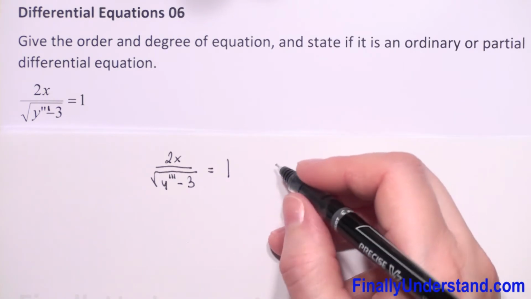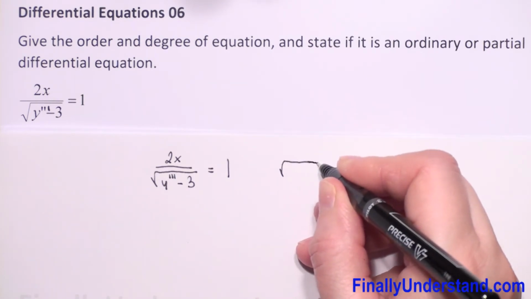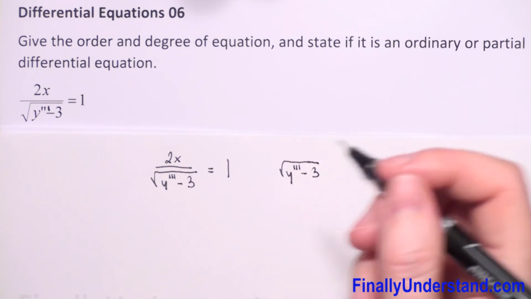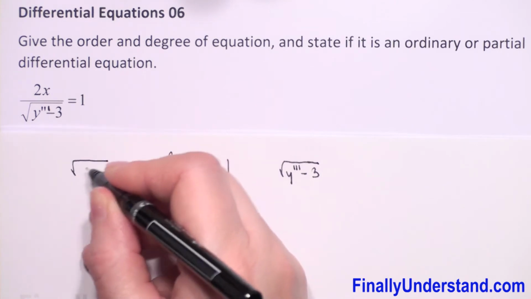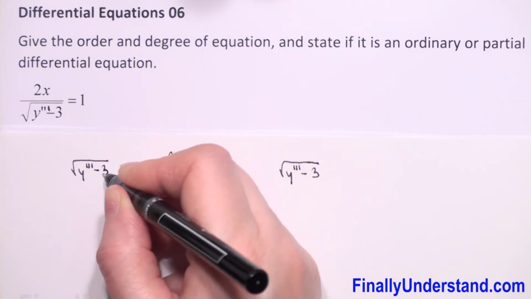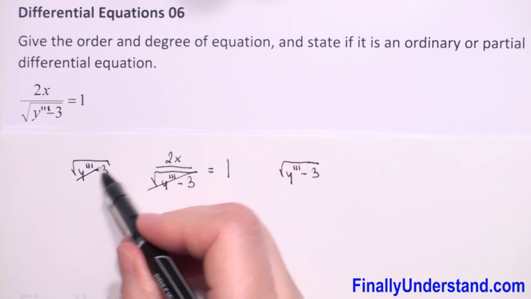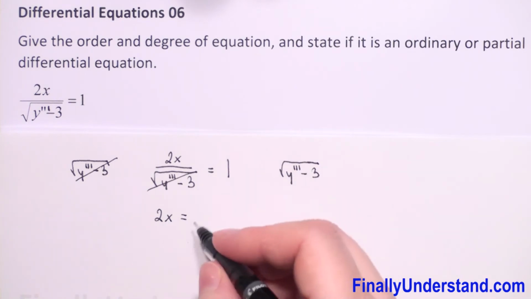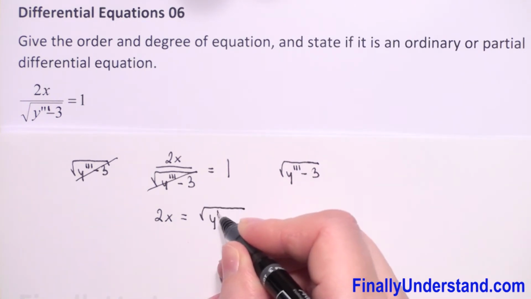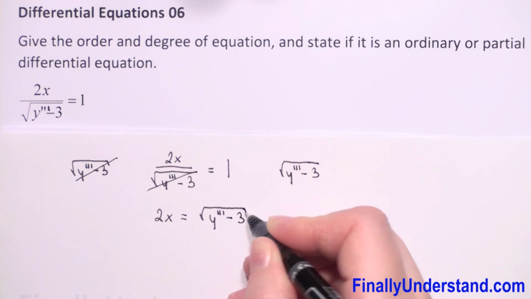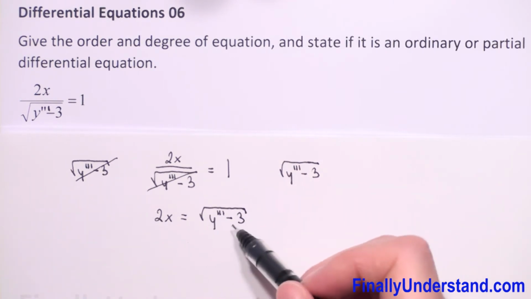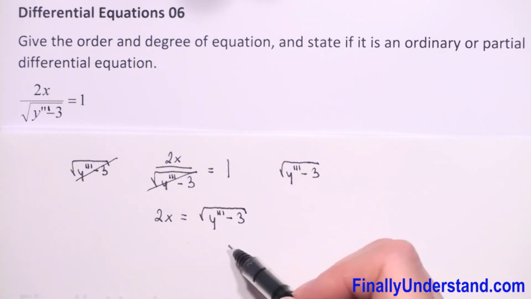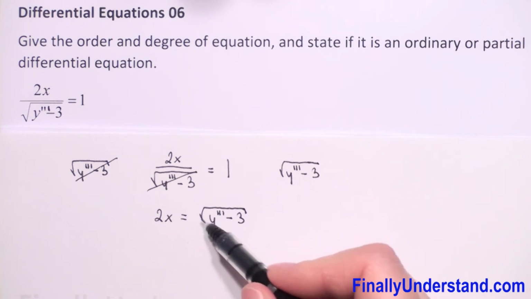Now I will multiply both sides by the square root of the third derivative of y minus 3. The denominator we can now reduce, and we have that 2x is equal to 1 times this square root, which will be the square root of the third derivative of y minus 3. So next we have to find the degree of the equation. So I will take both sides of our equation to the second power to reduce the square root.